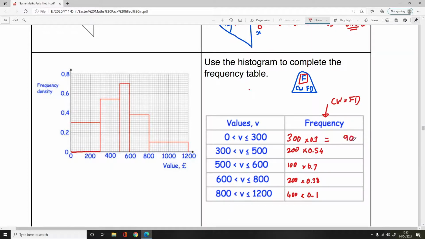So we have got 90, 108, 70, 76, and 40. Now, you are often asked about numbers of people in histograms, and this is how you find frequency. You find the area of those bars. So quite often we'd have to go a couple of steps further than that, but that's it for today.